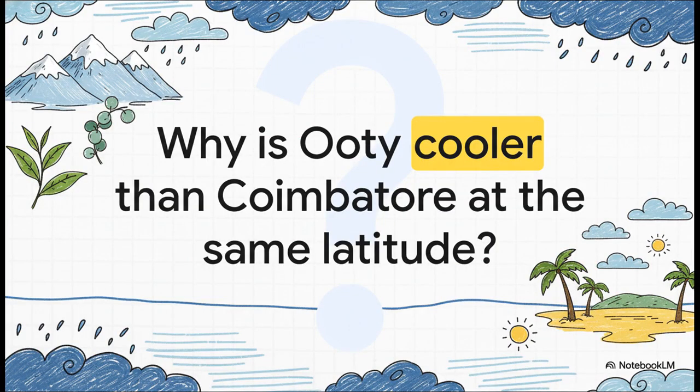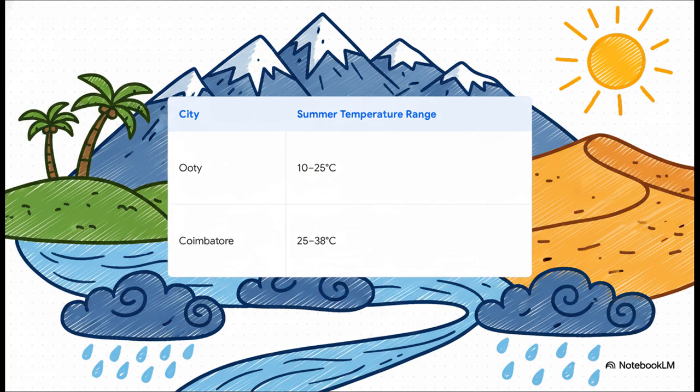Okay, let's put on our thinking caps. Here's a question for you, the kind that might just pop up in your exam. Ooty and Coimbatore are both in Tamil Nadu. They're practically neighbors. But Ooty is always so cool and pleasant, while Coimbatore is much, much hotter. How is that possible? What's the secret? And ta-da! Here is your answer. Just look at the numbers. The whole secret is altitude. Ooty is way up in the mountains, over 2,000 meters high, but Coimbatore is down on the plains.